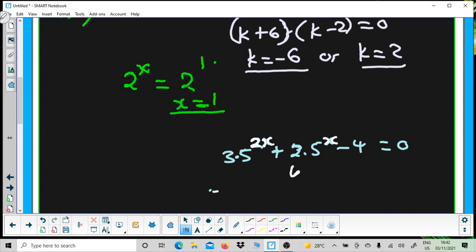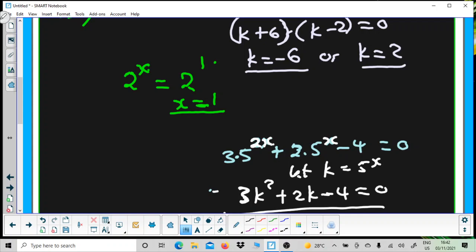Which one will be k here? You will make it 5 to the power x. So in this situation, it will be 3k squared plus 2k minus 4 is equal to 0. Don't try to solve this equation. It may not work at all. Remember, this was the k method we were doing back then. A lot of these, what was happening? The exponent was doubling. So go and check those ones as well.